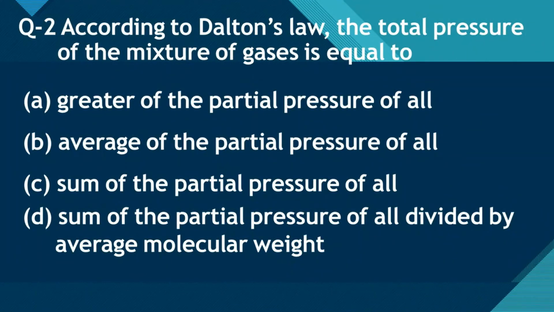Question number 2. According to Dalton's law, the total pressure of the mixture of gases is equal to option A greater of the partial pressure of all, option B average of the partial pressure of all, option C sum of the partial pressure of all, and option D sum of the partial pressure of all divided by average molecular weight.